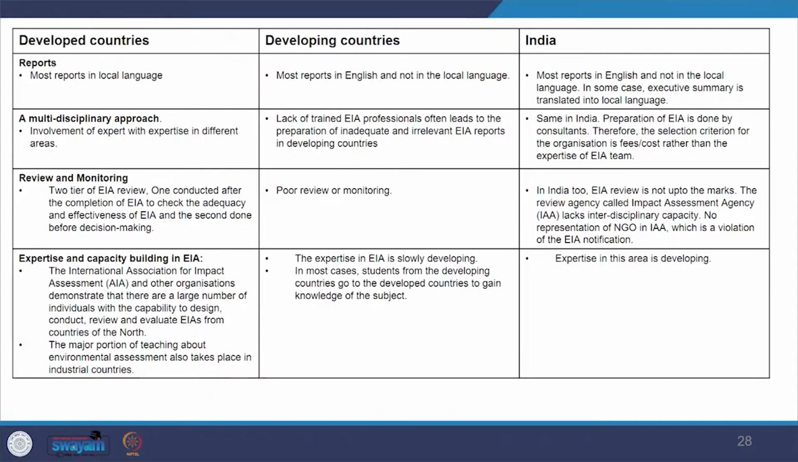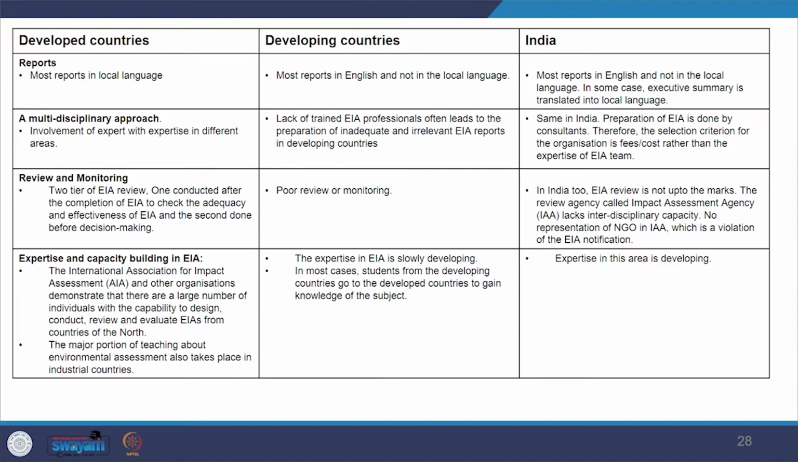Further, looking at another aspect of EIA, the multidisciplinary approach, we see that in developed countries the involvement of experts from different areas is considerably high, whereas that's not the same in developing countries. In India, we see that the preparation of EIA is done by consultants. The selection criteria for the organization is very much guided by cost, but our system has evolved a lot, and a lot of certification and other things have now come into place.